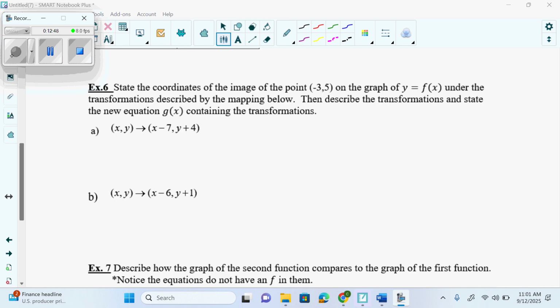The original coordinate is negative 3 and 5 on the graph of y equals f of x. And then I want you to describe the transformations in the new equation because I gave you mapping this time. Proving to you that I can give you anything and ask for the other forms, correct? So, if I want to just find the new coordinate, cool, I have mapping. I can just plug it in. Negative 3, 5 becomes negative 3 minus 7, comma 5 plus 4. So it becomes negative 10 and 9.